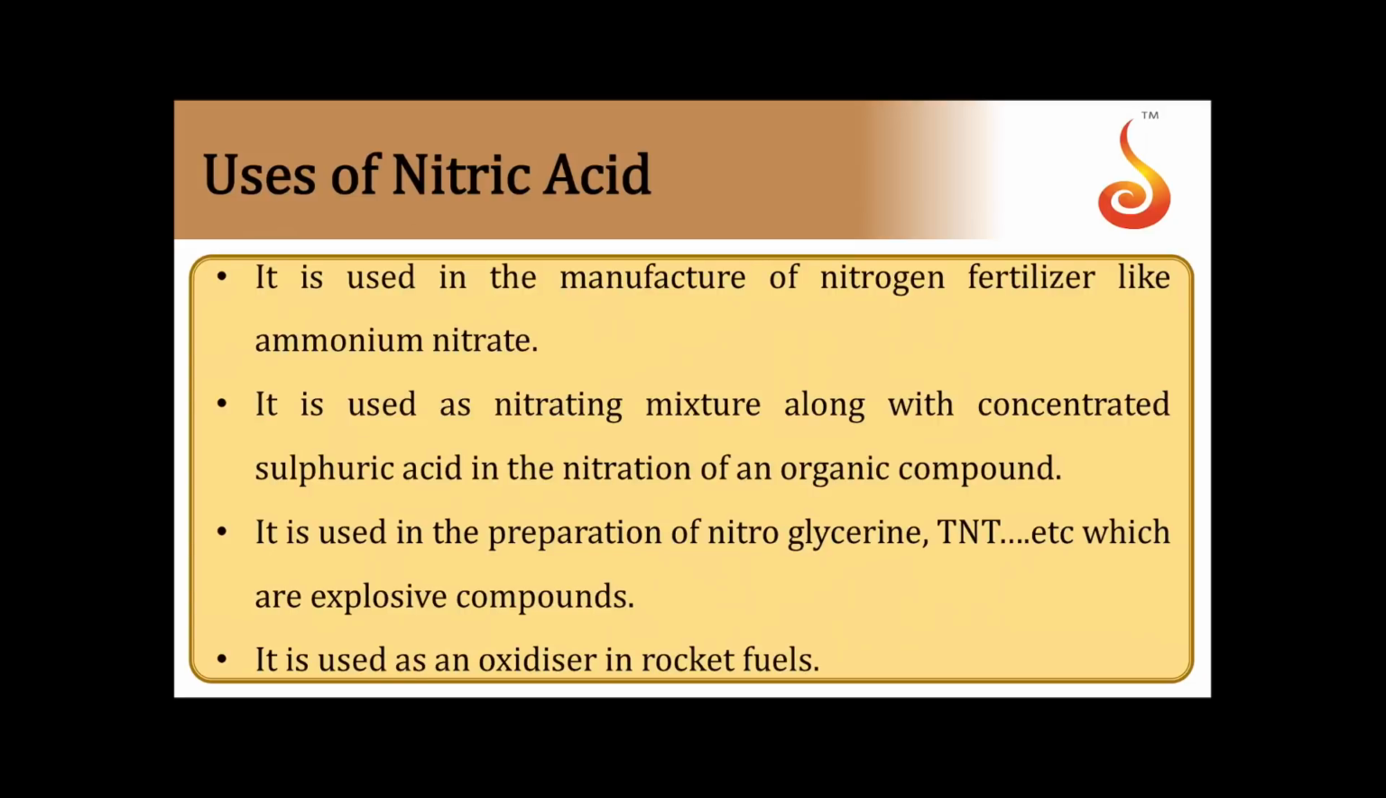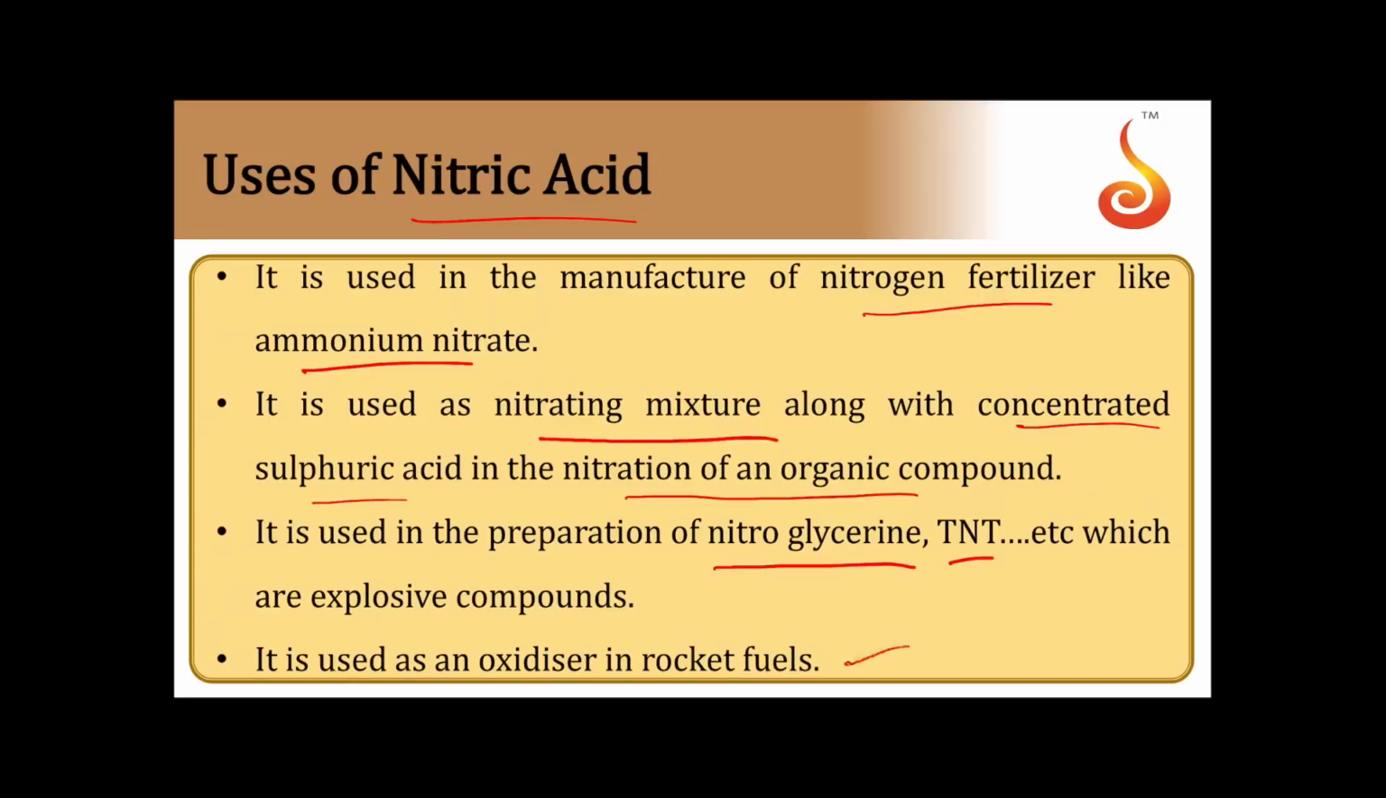Then comes, what are the uses of nitric acid? It is mainly used in the manufacturing of nitrogen fertilizers like ammonium nitrate. It is used as a nitrating mixture along with concentrated sulfuric acid for the nitration of organic compounds. The nitrating mixture mainly contains HNO3 and sulfuric acid. It is used in the nitration of many organic compounds. It is used in the preparation of explosive compounds such as nitroglycerin and TNT, trinitrotoluene. They are explosive compounds. And it is used as an oxidizer in rocket fuel.